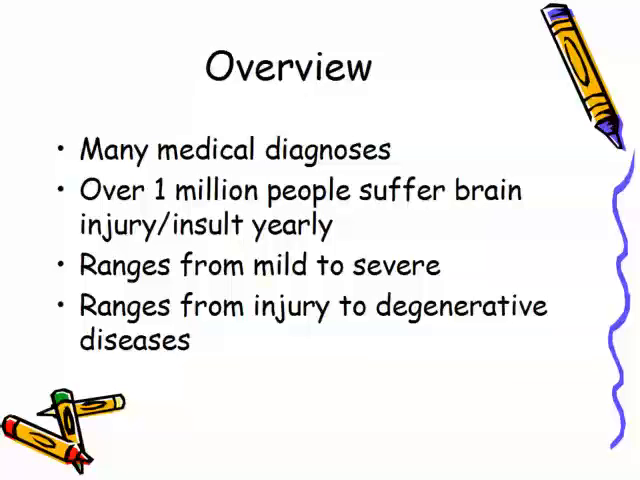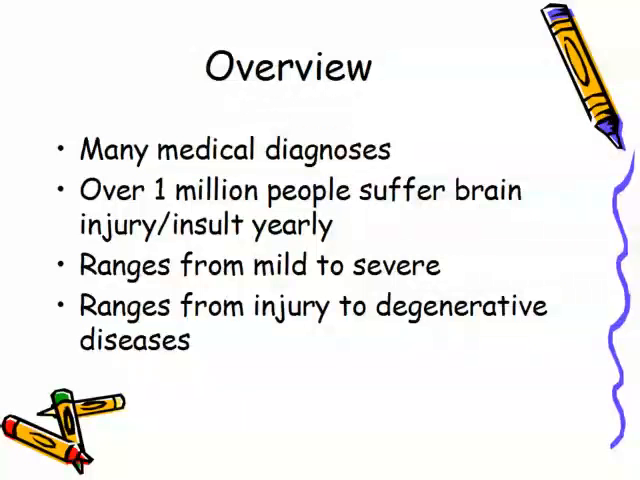When we look at an overview of different neurological disorders, it encompasses many medical diagnoses. There are over 1 million people that suffer brain damage and insult yearly. The ranges for patients that are neurologically impaired or that have had a neurological insult can range from mild to severe. And it can be from an injury, and also it could be due to degenerative types of diseases.